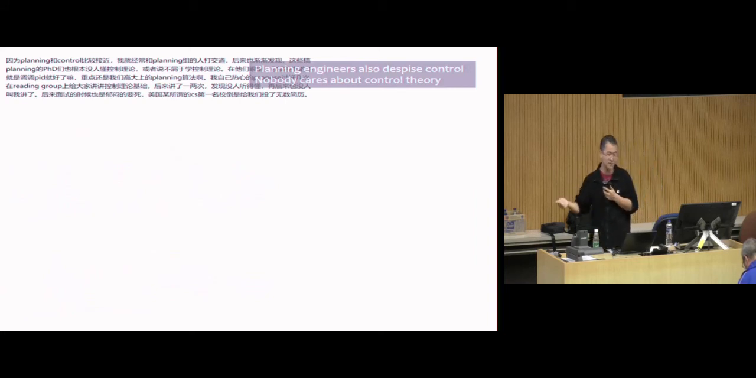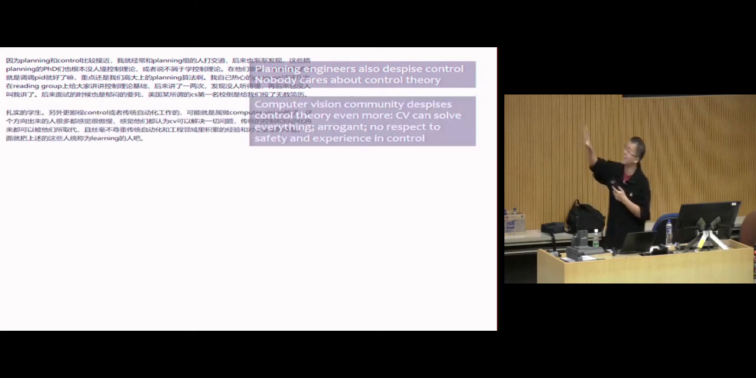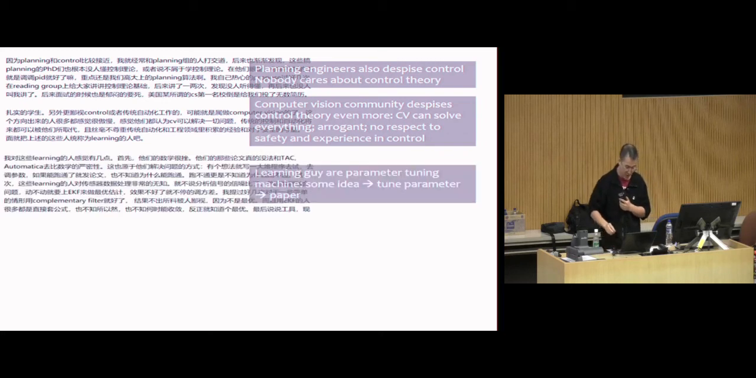So then he found that even though planning is very close to the control, the planning engineers also think control is useless, and nobody cares about the control theory. Then he complains that the vision community is even more arrogant, and they don't respect the safety issues, and they don't respect any experience in control, and so on and so forth. And then he complained that learning people are just parameter tuning. They have some idea, and then they tune the parameters, and then they write papers. That's it.